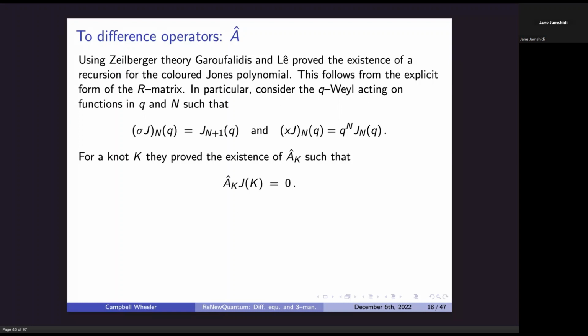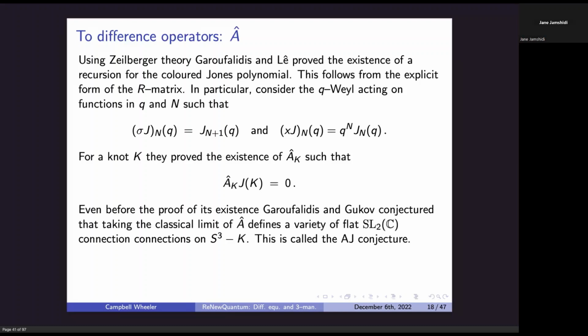But here, the Weyl algebra acts in this way. Instead of multiplying x by q, you just shift the n, this color, by 1, and multiplying by x is now multiplying by q to the n. Of course, you can see how they're related. And so they proved the existence of some operator that annihilated this sequence. This operator was called A hat because, prior to the proof of its existence, it was conjectured that this operator existed and that its classical limit should give rise to the SL2C character variety. In particular, it should give rise to the space of SL2C flat connections on the knot complement. And this is now called the AJ conjecture.